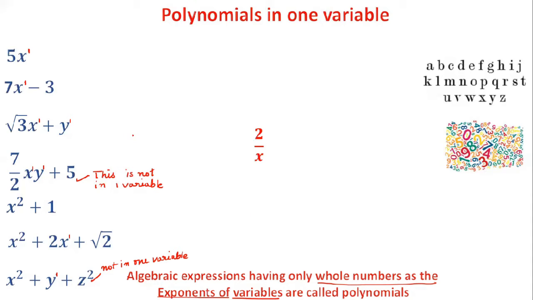Now consider the example 2 by x. This is also an algebraic expression, but when we take x to the numerator, here in the denominator x to the power 1, when we take it to the numerator, it becomes x to the power minus 1. So minus 1 is not a whole number. Therefore 2 by x is not a polynomial. Root x plus x square.